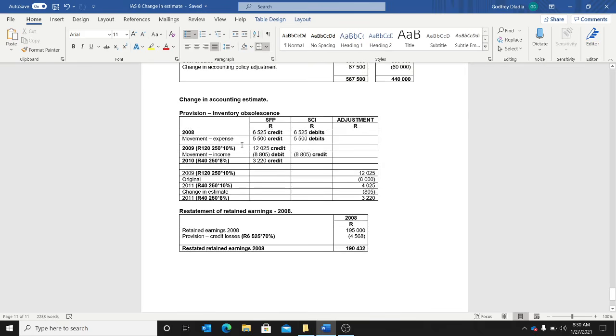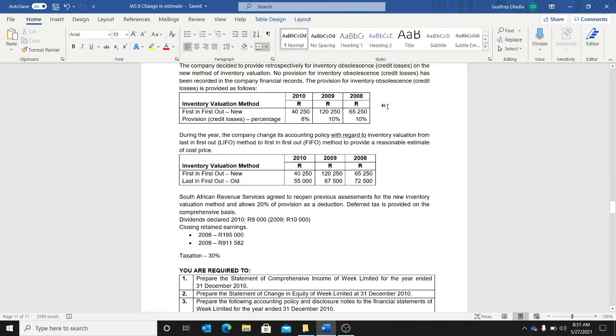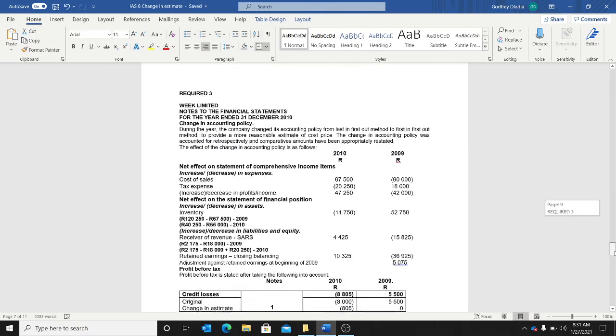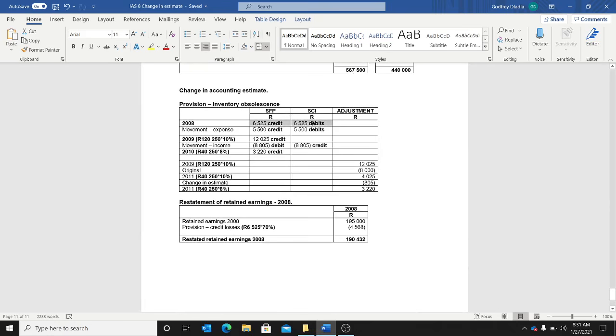Here we are. Now, in this year here, we provided 10%, which should give us 6,525, because if I look at the information here, 10% of this, here it is, 6,525. So remember, provisions, if you are providing, you are debiting the income statement, you are crediting the balance sheet, because it is what we call a contra asset account against debtors.